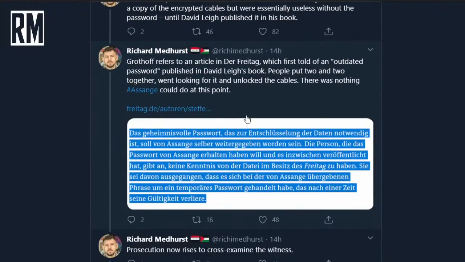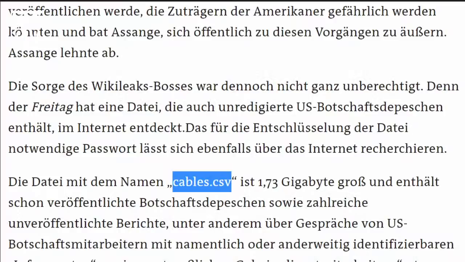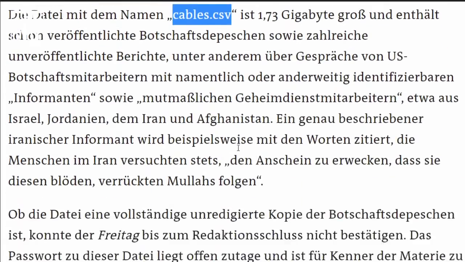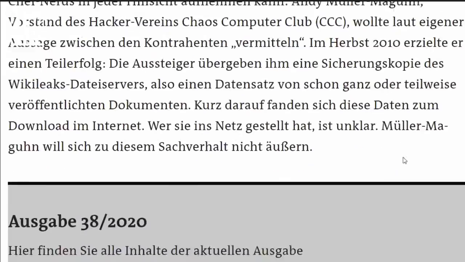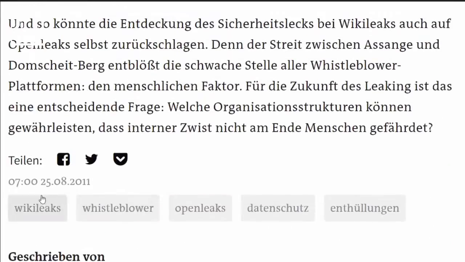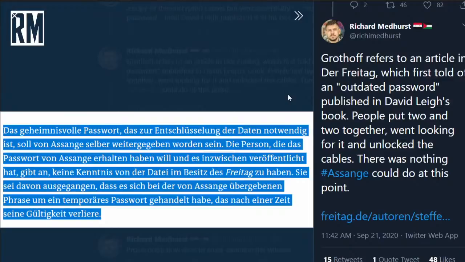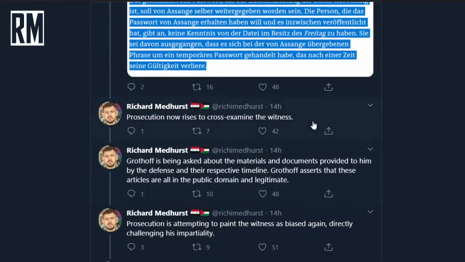Now, when it comes to Der Freitag, okay, so this is the article. And I mean, they actually put the name, like it's right there. "Die Datei mit dem Namen cables.csv ist 1,73 Gigabyte groß und enthält schon veröffentlichte Botschaftsdepeschen." So they're giving away the goddamn file name, and they're saying that it's circulating on the internet. Remember, keep in mind this article is from when? 25th of August, okay? This is 4 or 5 days before all the files got dumped. They're talking about the temporary password. Yeah, it turns out it wasn't temporary.